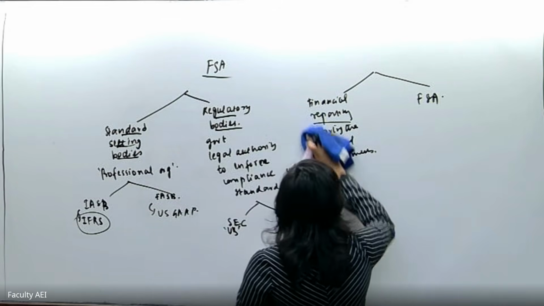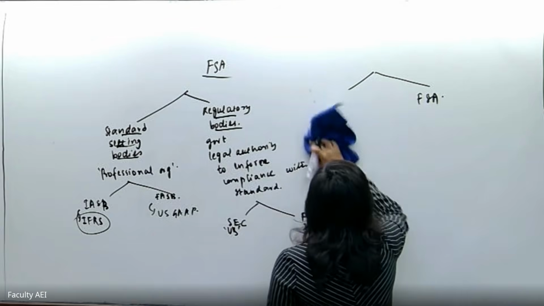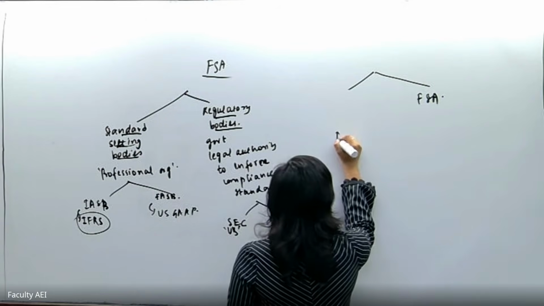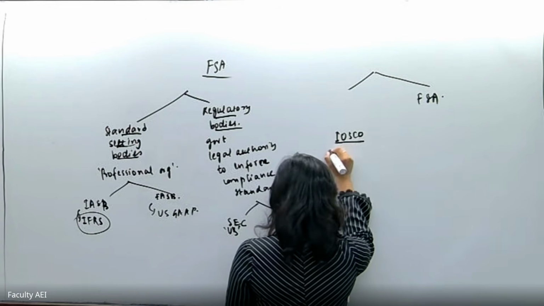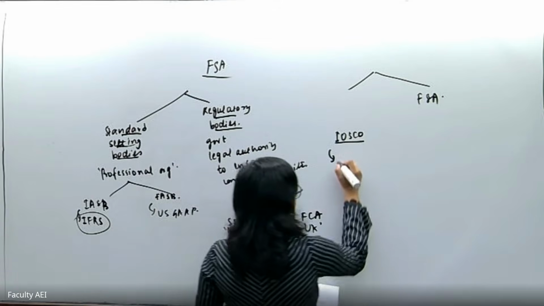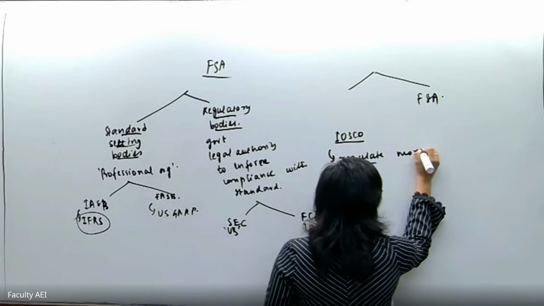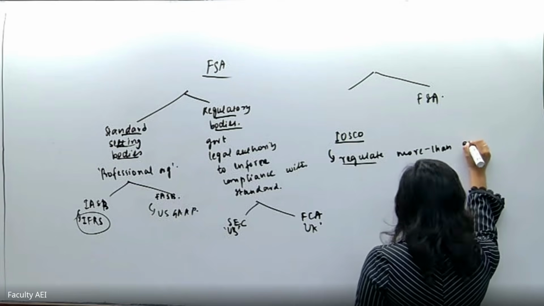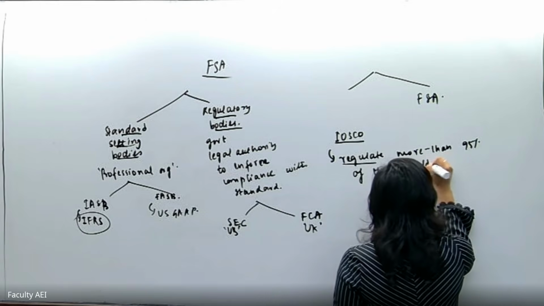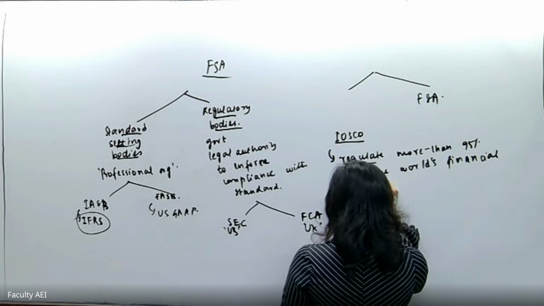Now, most national authorities belong to the International Organization of Securities Commissions, IOSCO. The members of IOSCO regulate more than 95% of the world's financial markets. So they are responsible for regulating the financial markets of the world.